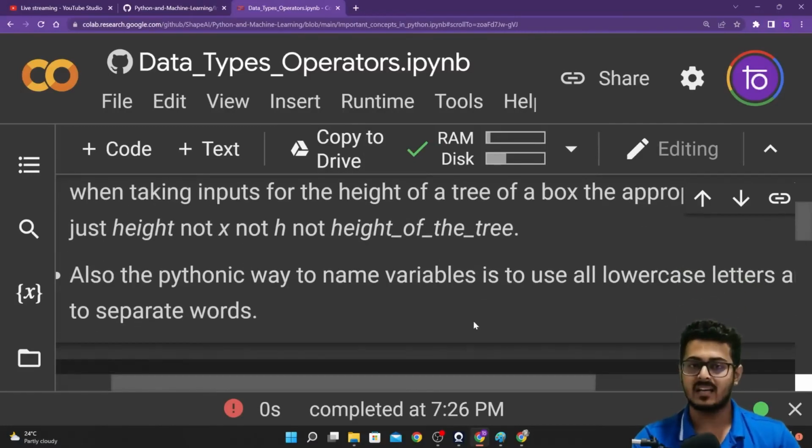People will ask you in interviews which type of casing you should use for writing Python variable names. You should be prompt with the answer: snake case itself. This is something that you should realize very soon. Are you guys able to understand this? Please do let me know, guys.